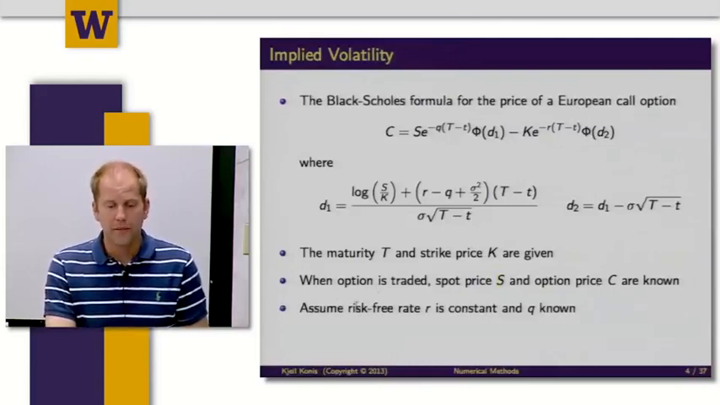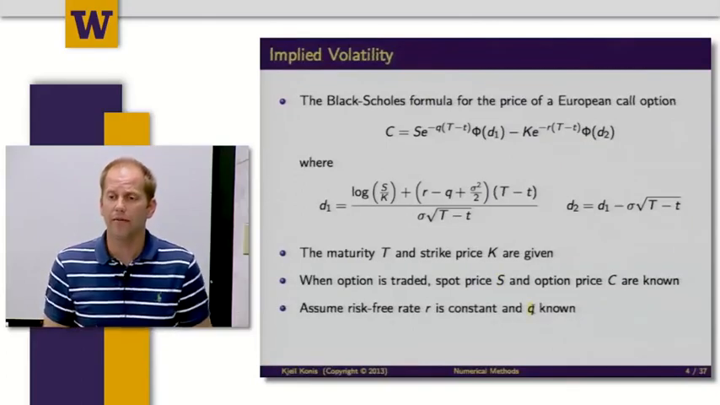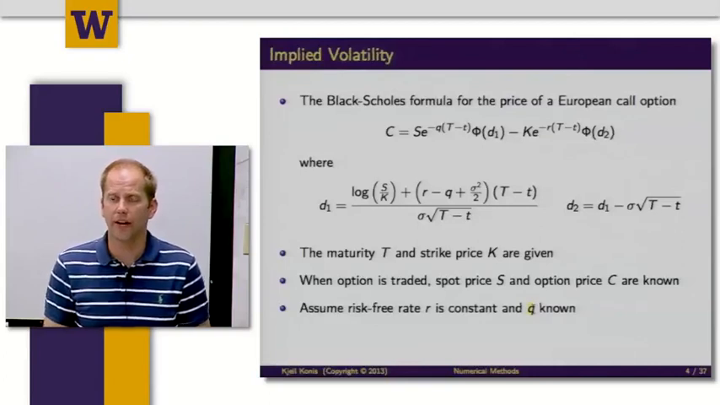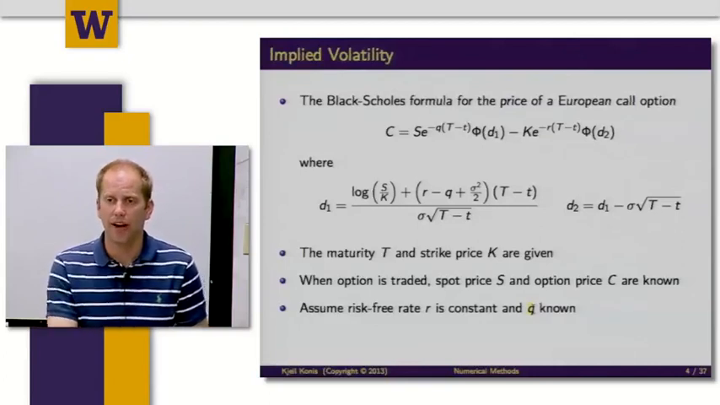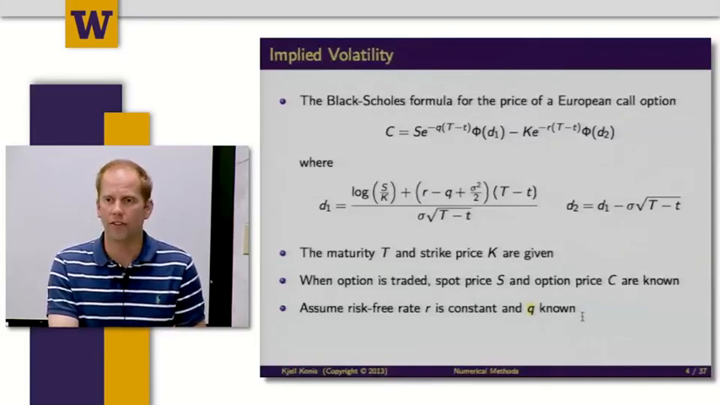And then I'm also going to assume that the risk-free rate is constant and that the dividend rate is known. Because options exist on a short time scale most of the time, 3 months or 6 months, you generally know what the company's already announced about when it's going to be paying dividends. So you know if you're going to get dividends during the life of the option or not.